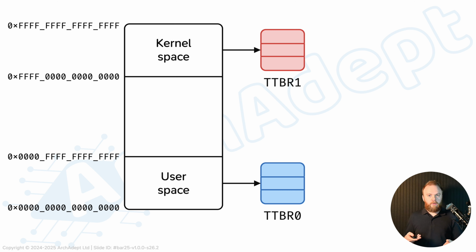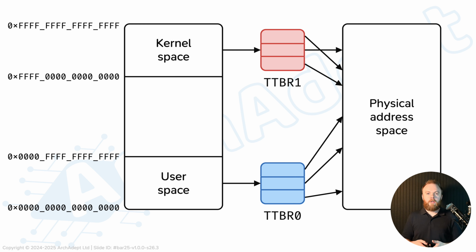Now in this model, we then have two separate sets of page tables, one that's used for translating user space addresses and another that's used for translating kernel addresses. On ARM-based systems, the user space tables are pointed to by the TTBR0 register, and the kernel space tables are pointed to by the TTBR1 register, TTBR being short for Translation Table Base Register. And of course, each entry in those two sets of tables then maps onto a single underlying physical address space.